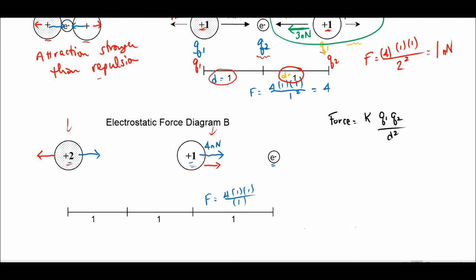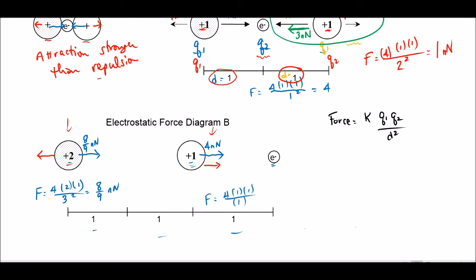For this second nucleus, then we have force is K, which is 4, Q1, which is 2, Q2 is the electron, it's 1, it's far away. It's 1, 2, 3 units away, so distance is 3, square it. This gives you a force of 8 over 9 nanonewtons, so less than 1, 8/9. Distance has a big effect on the strength of the force.